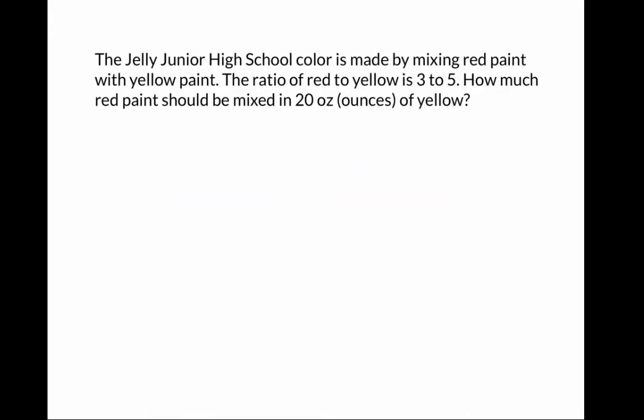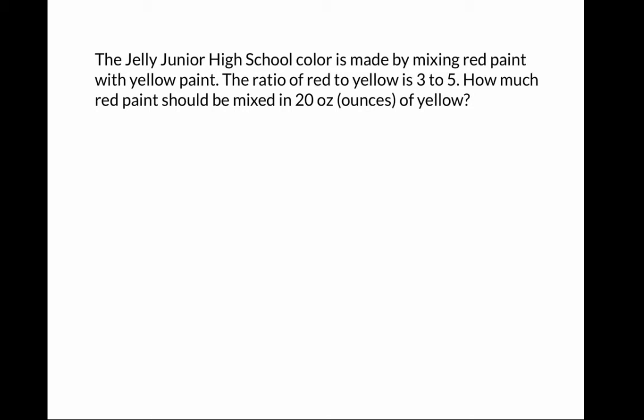The last problem we're going to do together, again, comes from our homework assignment, so go ahead and flip to it. Still really helpful to have your proportion Cornell notes out so we can remind ourselves of the 3 strategies. This one, I believe, is on the back, and it's problem 6. It says the Jelly Junior High school color is made by mixing red paint with yellow paint. The ratio of red to yellow is 3 to 5. How much red paint should be mixed in 20 ounces of yellow?